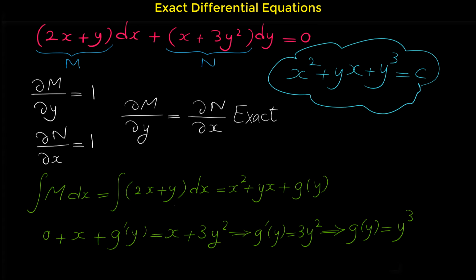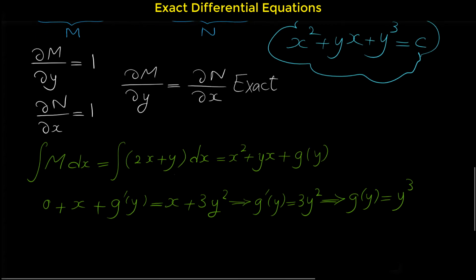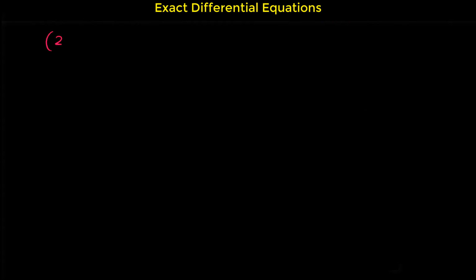And if you want, of course, you can use the shortcut method for finding this answer. Let me show you the shortcut method here also for this question. The differential equation was (2x + y) dx + (x + 3y^2) dy = 0. Because this differential equation is an exact differential equation, we can use that shortcut method for finding the solution.